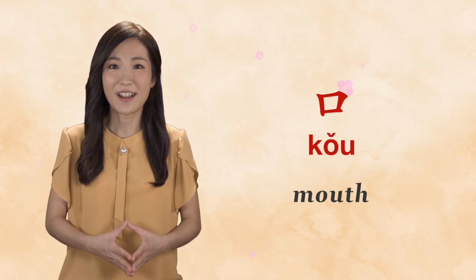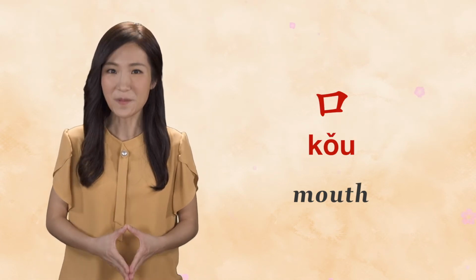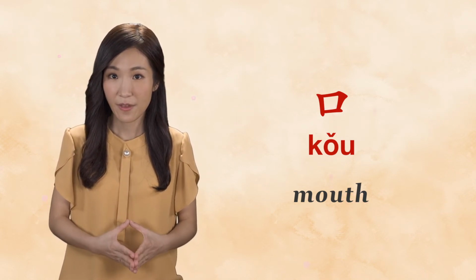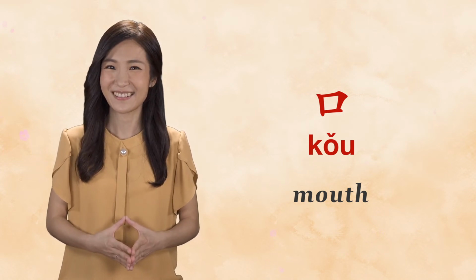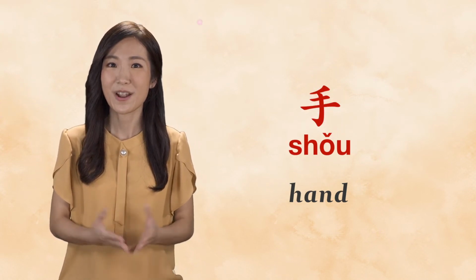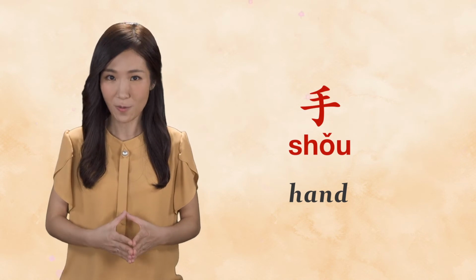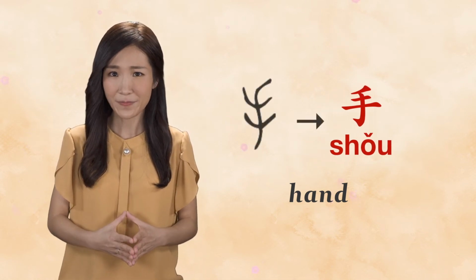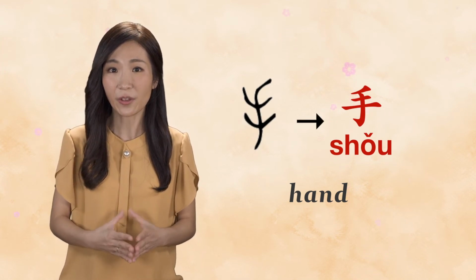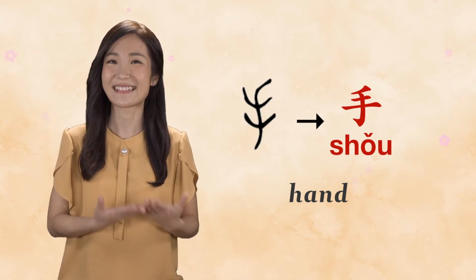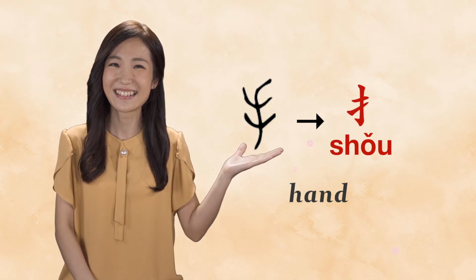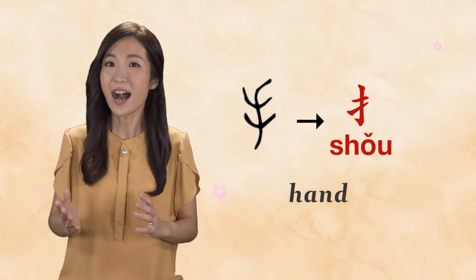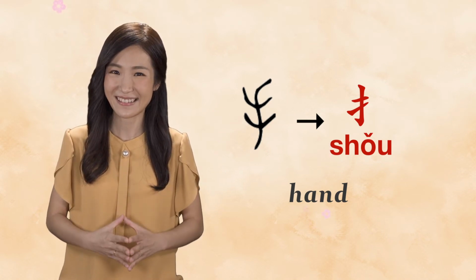口. Pronounce with me. 口. This means mouth, and looks like a mouth, as we just saw. 手. Pronounce with me. 手. This means hand. Can you see the fingers? This character is also sometimes written in an alternate form. We'll talk more about this type of alternate form of character in a bit.